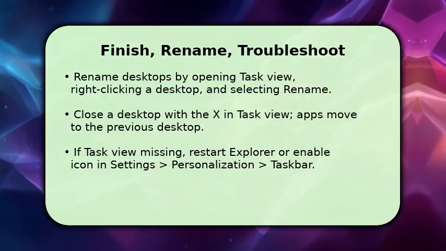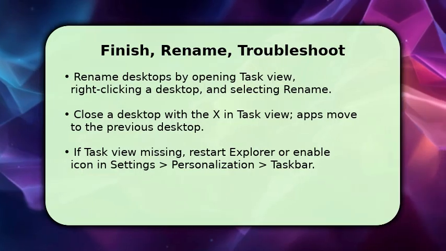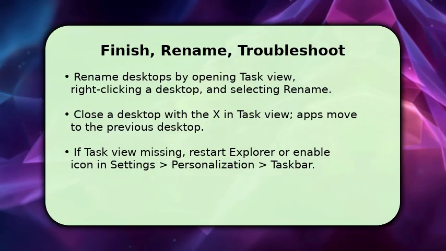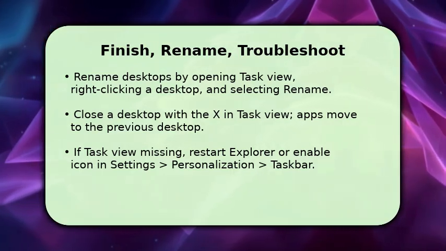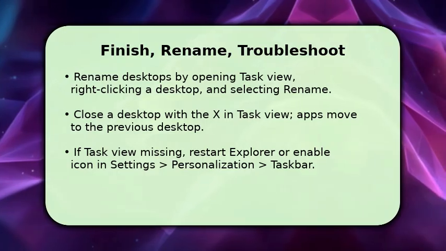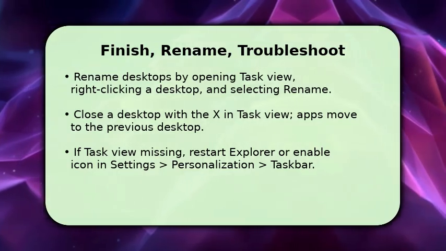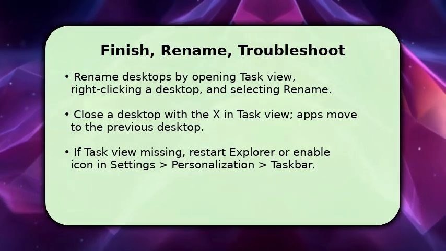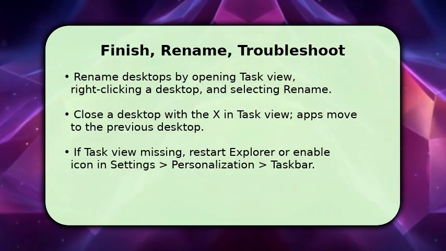When a desktop is no longer needed, click the X to close it. Its open apps move to the previous desktop so nothing is lost. If you prefer keyboard control, press Ctrl+Win plus F4 to close the current desktop. If Task View is missing or behaving oddly, restart Explorer or toggle the Task View icon in Settings, Personalization, Taskbar. That single restart usually fixes visibility issues.